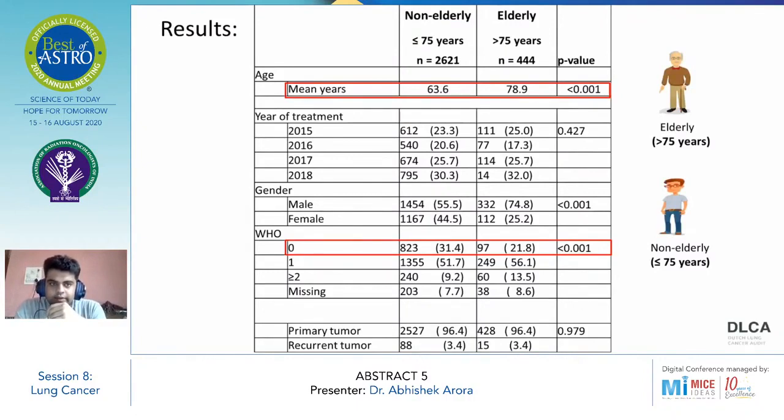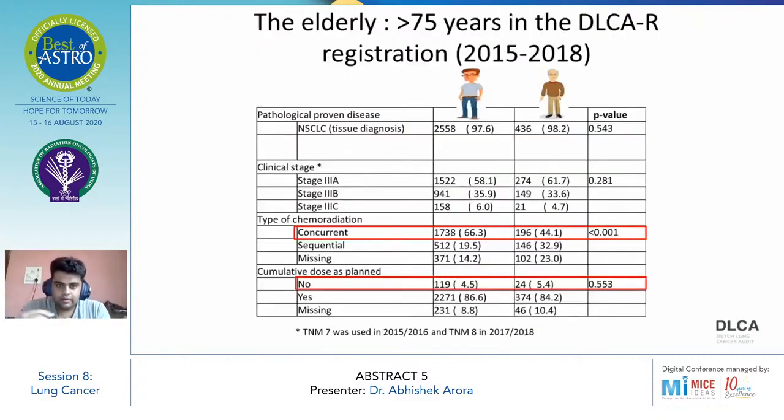In the results of this study, there were two arms: the non-elderly, less than 75 years, and the elderly, more than 75 years. The mean age was 63.6 years in the non-elderly and 78.9 years in the elderly. There was a predominance of males in both arms, and WHO grade 0. There were mainly primary tumors, 2527 in the non-elderly and 428 in the elderly arm, as compared to recurrent tumors, 88 in the non-elderly and 15 in the elderly arm. All were histopathologically proven cases of non-small cell lung carcinoma, clinically stage 3A, 3B, or 3C, according to the AJCC, in which stage 3C was added later.